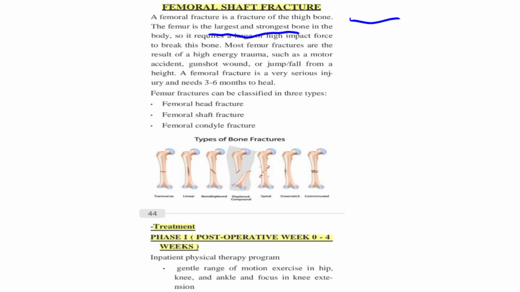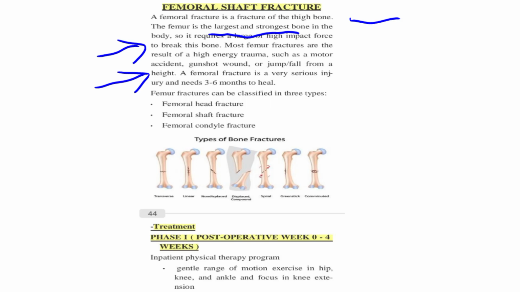It is mostly asked in the MCQs because it is the largest and strongest bone, so it requires a high impact force to break this bone. Most femur fractures are the result of a high energy trauma, any kind of trauma or accident, such as a motor accident, gunshot wound, or jump or fall from a height. The femur fracture can occur.